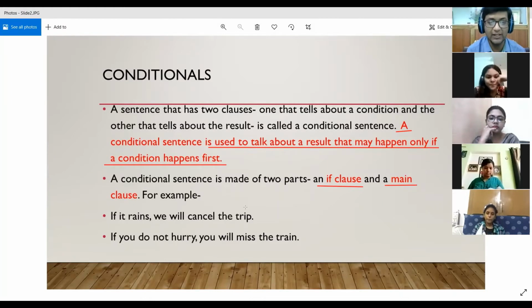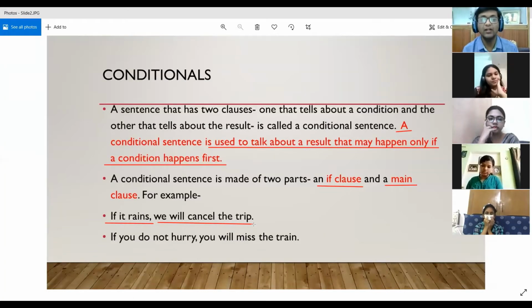Now let's see the example. If it rains, we will cancel the trip. So this is the condition that should happen. For the trip to be cancelled, what is the condition? The condition is that if it rains. So this, if it rains, is the conditional clause, the if clause, and then the next clause is the main clause, which is giving us the result that we will cancel the trip.